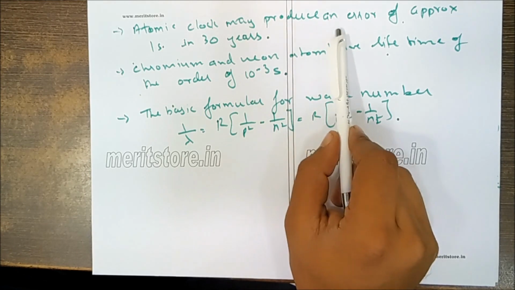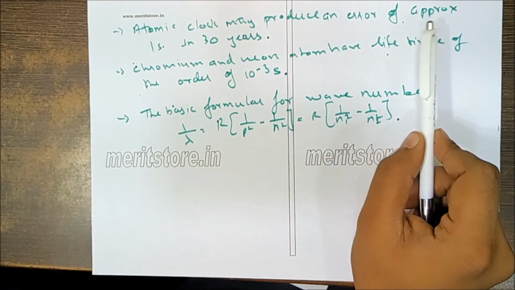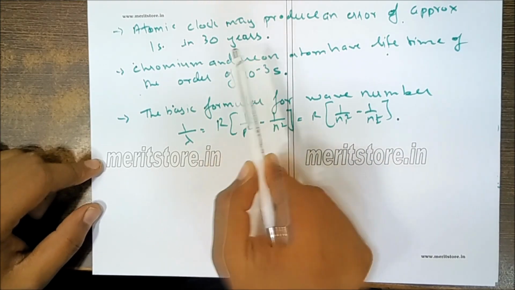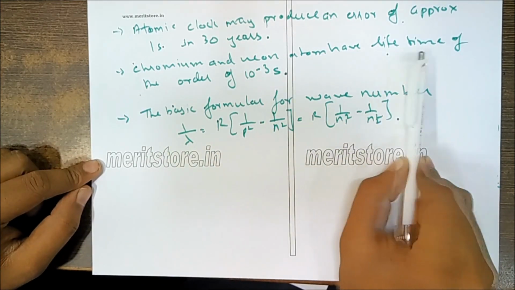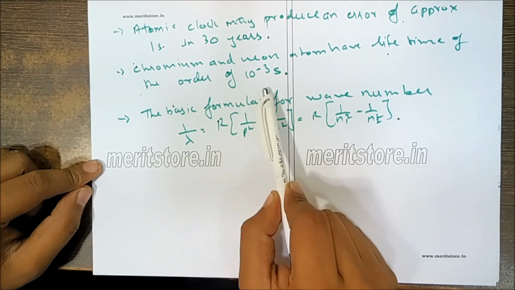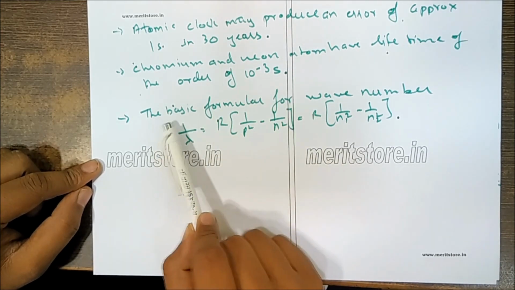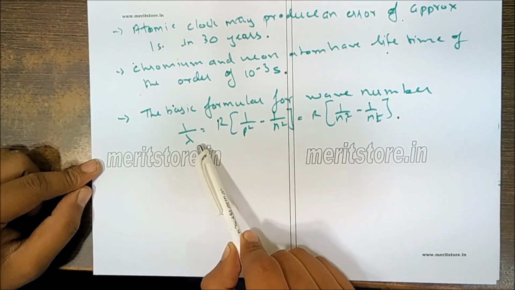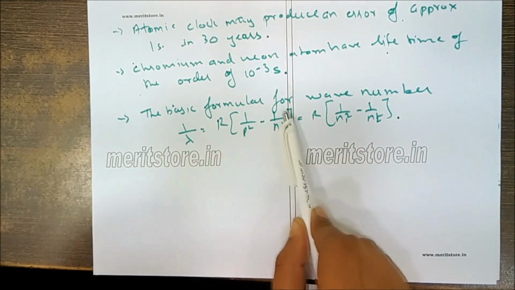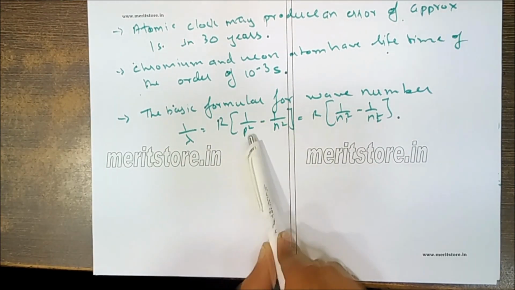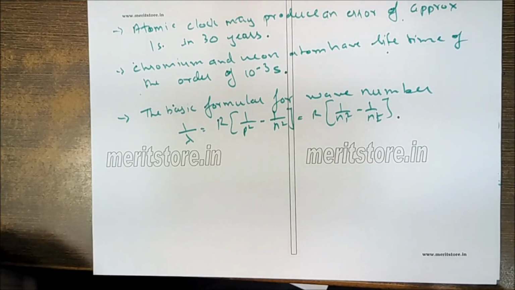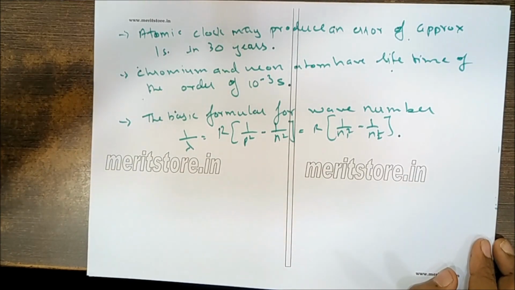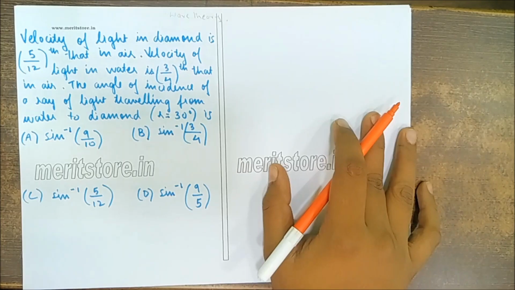Atomic clock may produce an error of approximately 1 second in 30 years. Chromium and neon atom have lifetime of the order of 10 raised to minus 3 seconds. The basic formula for wave number, as discussed prior to this, 1 by lambda is equal to R into 1 upon p square minus 1 upon n square, where p is your ground state. That's it in this session. The next session will discuss the MCQs.